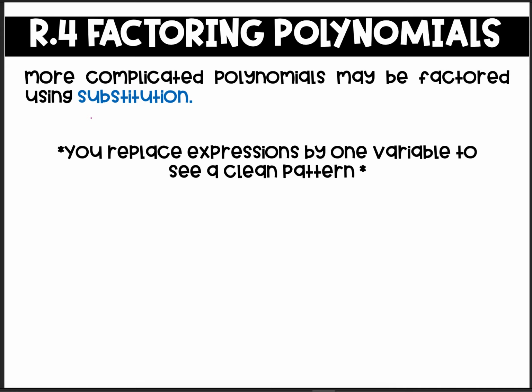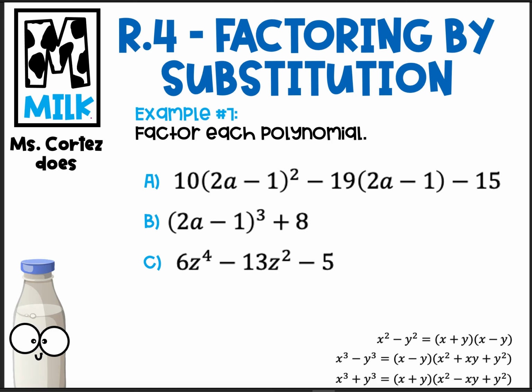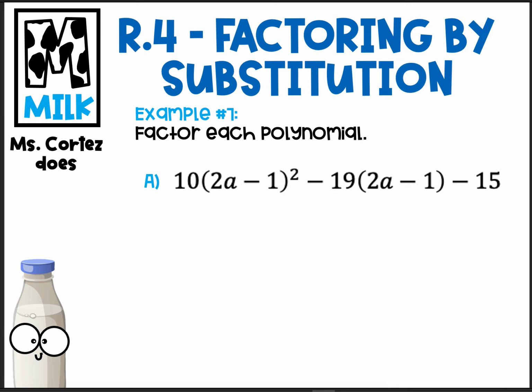When we have expressions that are a little bit elaborated, we can use substitution to see a clean pattern, or more like a clear path, of which method you're going to use. Here are the examples that I'm going to factor using substitution. Starting with part A: 10 times (2a minus 1) squared minus 19 times (2a minus 1) minus 15.